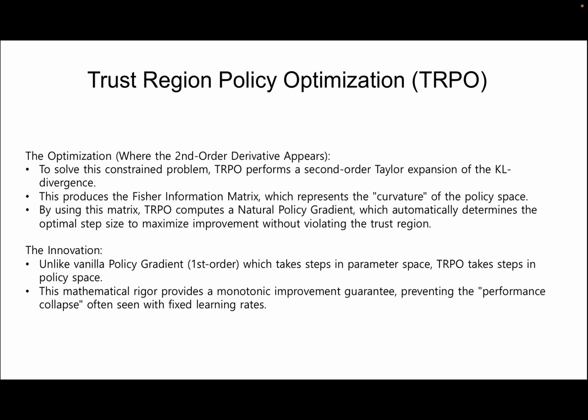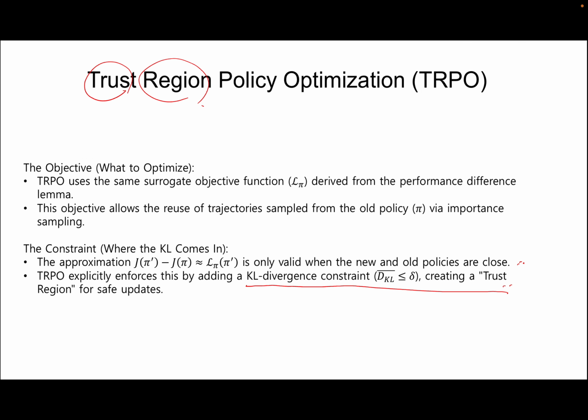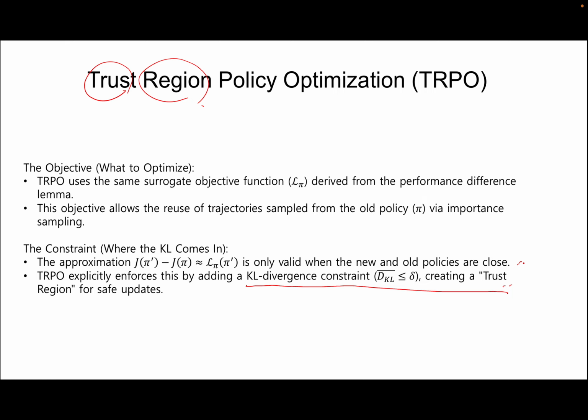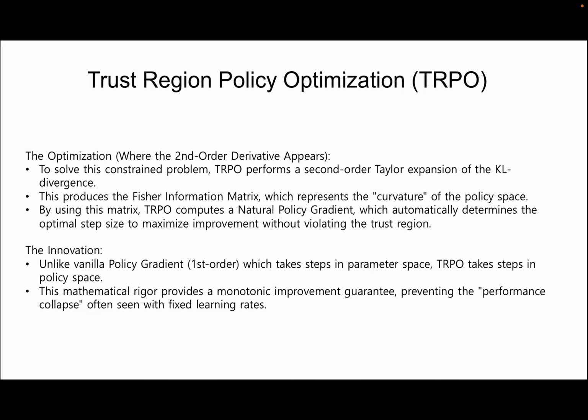And here we have optimization. At the beginning of TRPO, we learned this one, right? Now we know what this means. The relative performance bound says that to satisfy it, we need to make the two policy functions close, with a small KL divergence. And the maximum possible step size is determined by the second order derivative, up here.